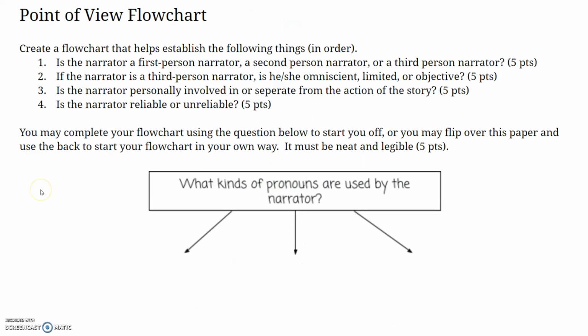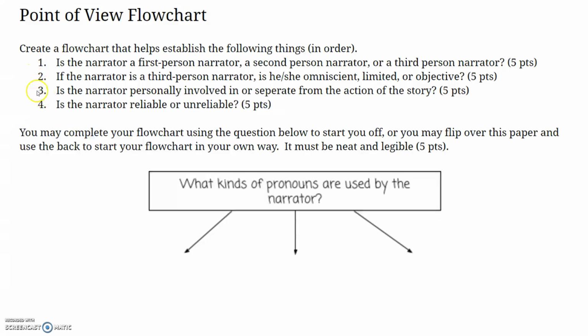So for your assignment, you are going to create a flowchart on point of view. You need to create a flowchart that helps establish the following things, and I want them established in order. Number 1: is the narrator a first-person narrator, a second-person narrator, or a third-person narrator? 5 points. So your first question should help you answer number 1. Once you've answered number 1, your flowchart should take you on to answering number 2: if the narrator is a third-person narrator, is he or she omniscient, limited, or objective?